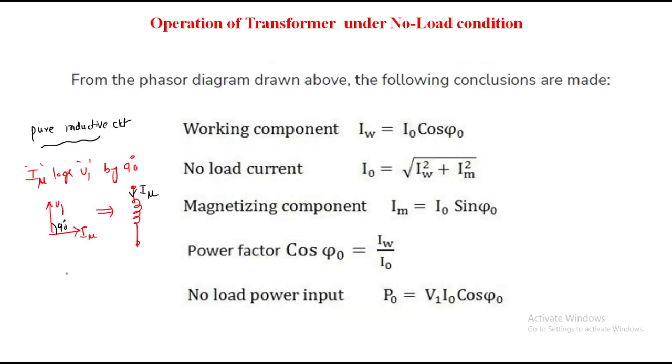So we all know that IW is nothing but the active component. We all know that the current through the resistor is always in phase with supply voltage, right?